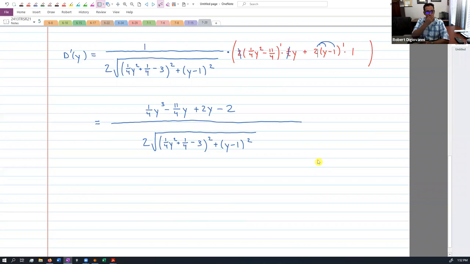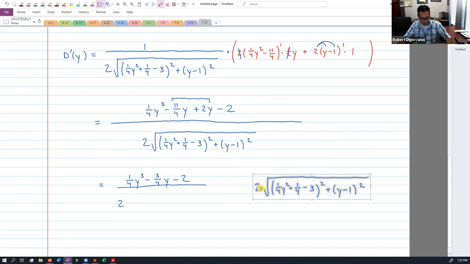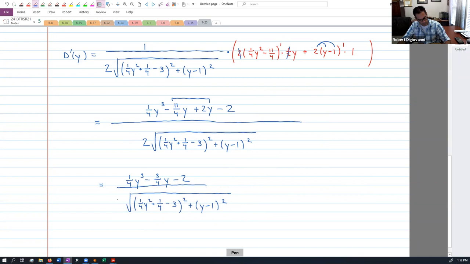You okay with this? This turns into 1/4 y cubed. Let's see, we can combine these two together. So combining those two together, 8/4, I think you get negative 3/4 y minus 2 all over 2, well, this thing. That's your derivative.